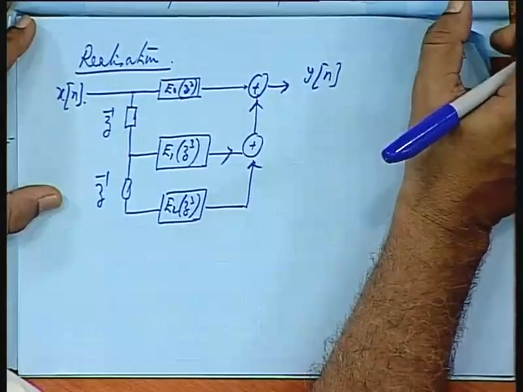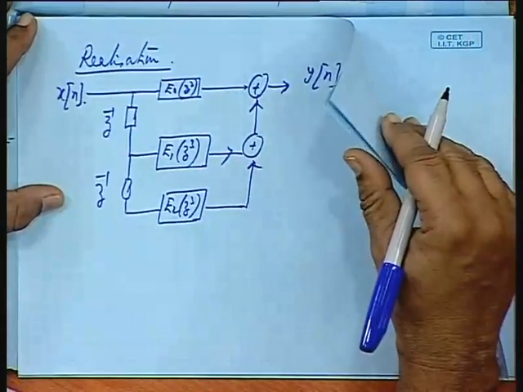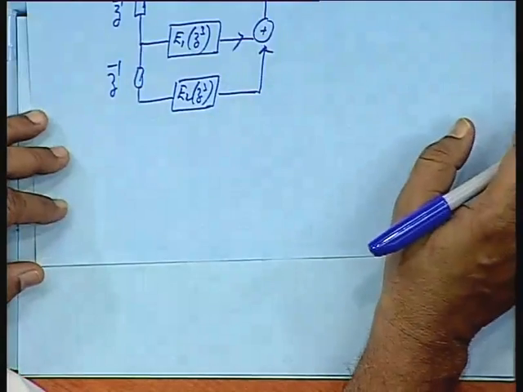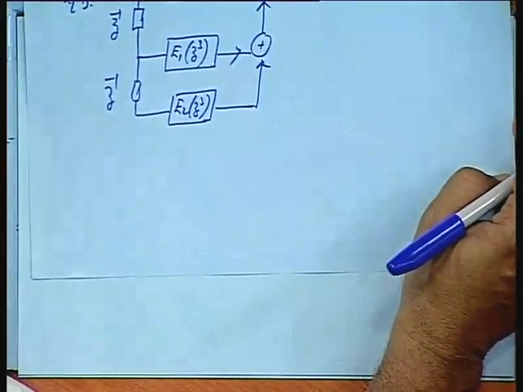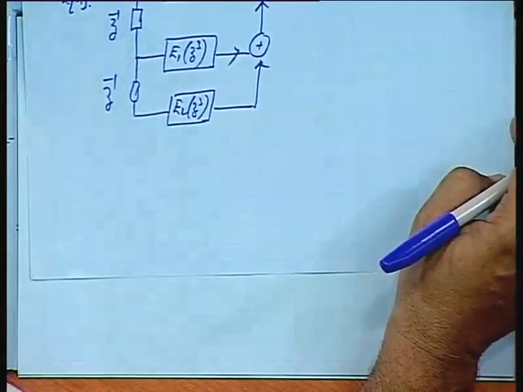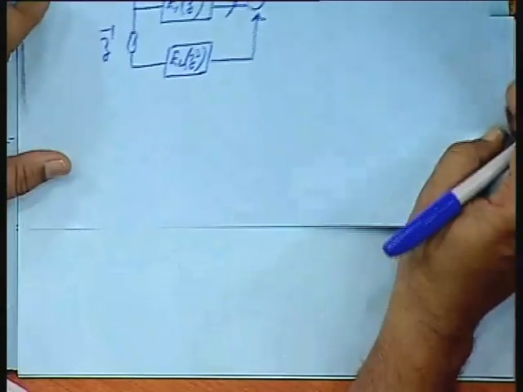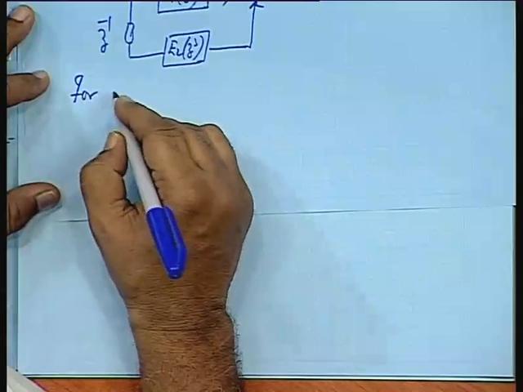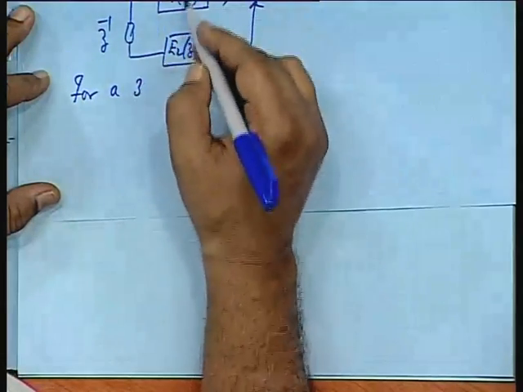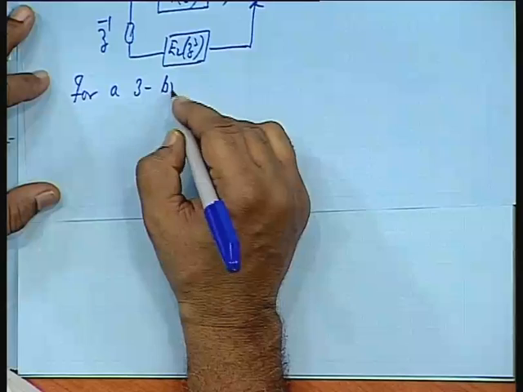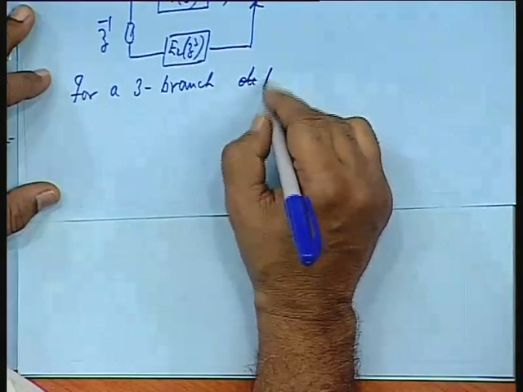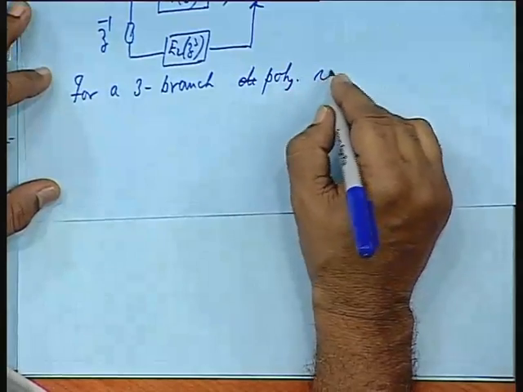You can try a few more structures, it is very simple. You can have fourth order or higher order realization. For a 3 branch, this is a 3 branch polynomial realization.